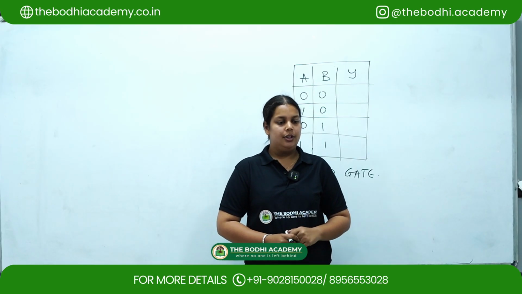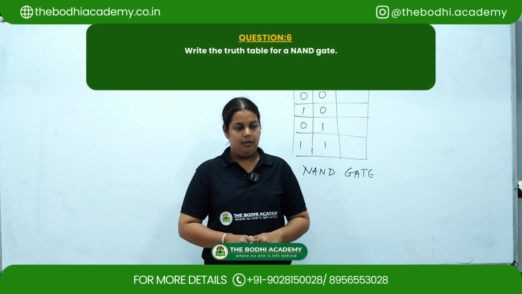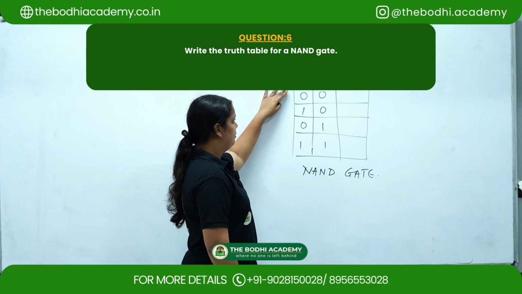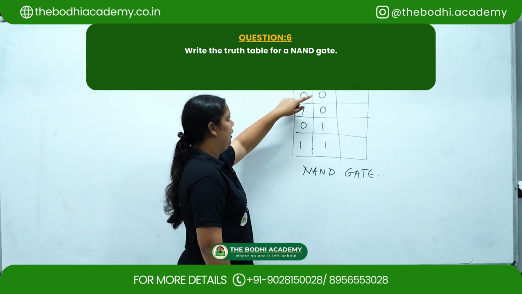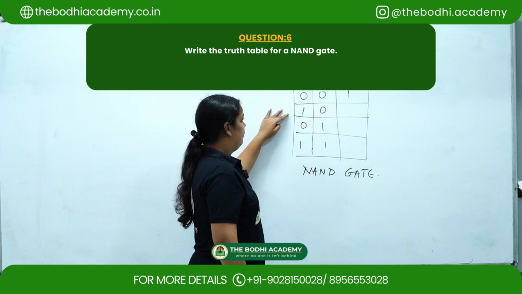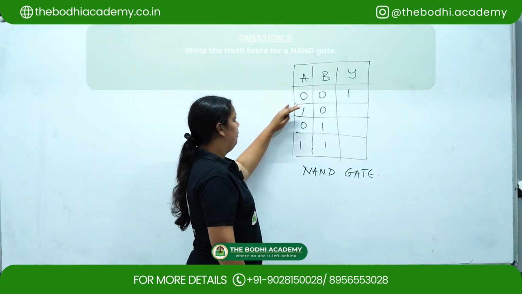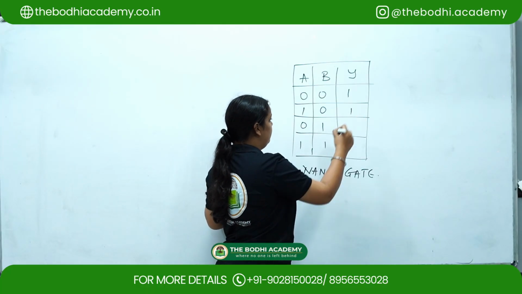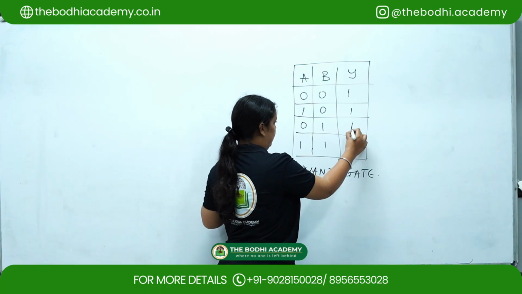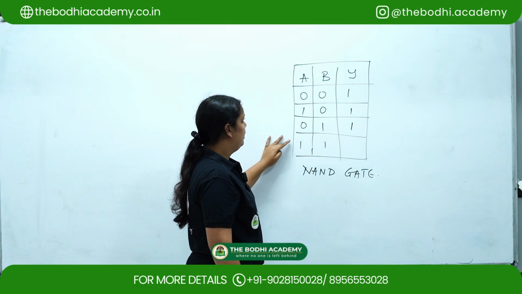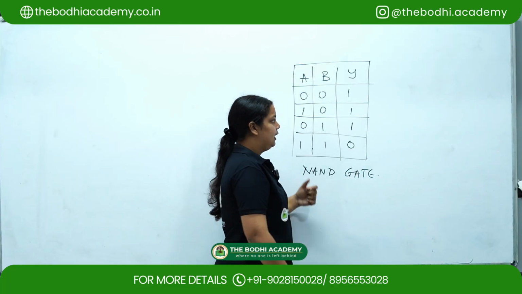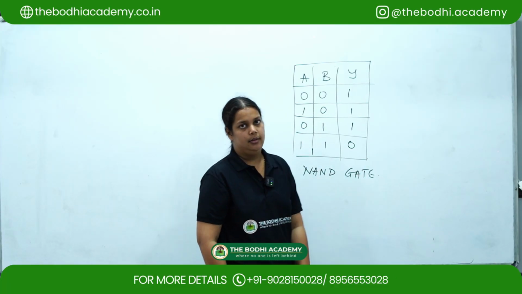Coming to the next question, write the truth table for a NAND gate. So, not AND gate, we have input A 0 and input B 0, so Y will be 1. Input A 1 and input B 0, Y will be 1. For input A 0 and B 1, Y will be 1. And for input A 1 and input B 1, Y will be 0, because that is the exact opposite of the AND gate.